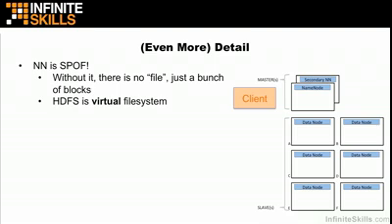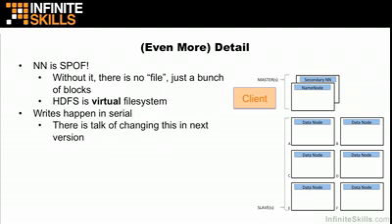The blocks themselves we know exist on the slave nodes, but representing those blocks as a coherent file is the name node's job, and it maintains a virtual mapping of which blocks make up which file. The writes happen in serial. We first write block 000, then 001, then 002, and so on. There is talk of changing this in the next version of Hadoop, but we're stuck with it for the moment.